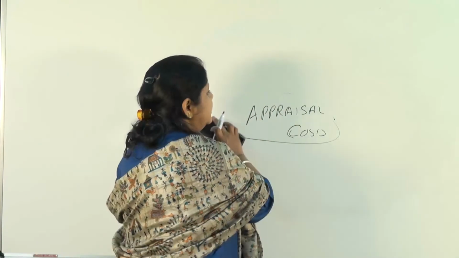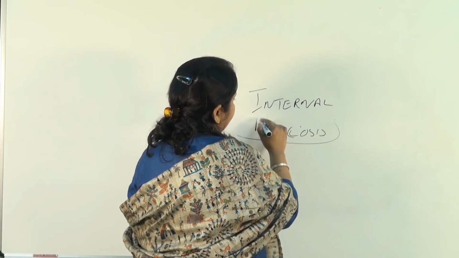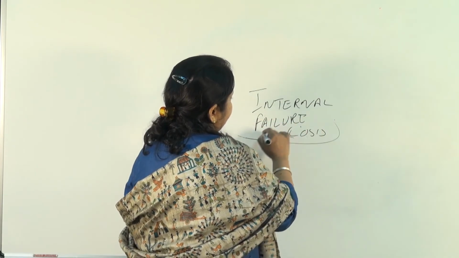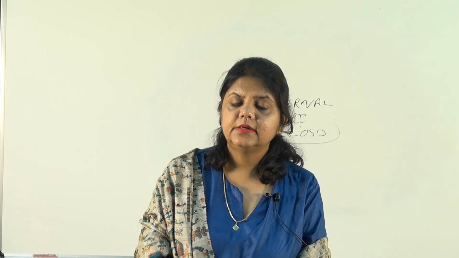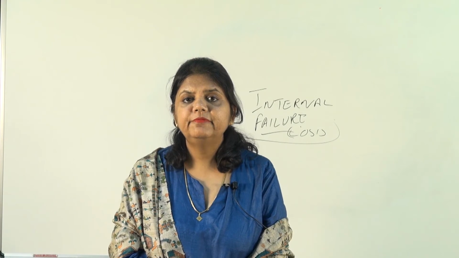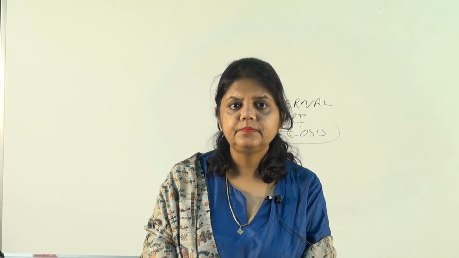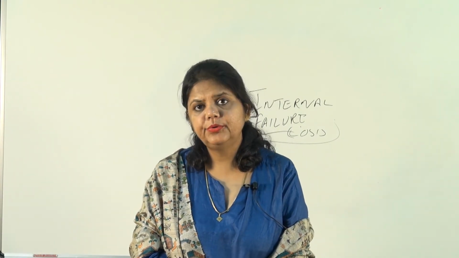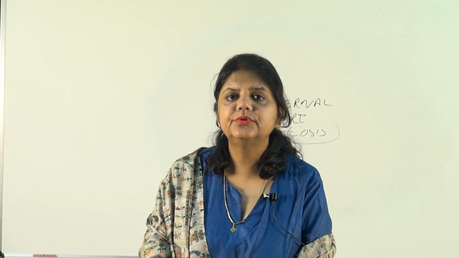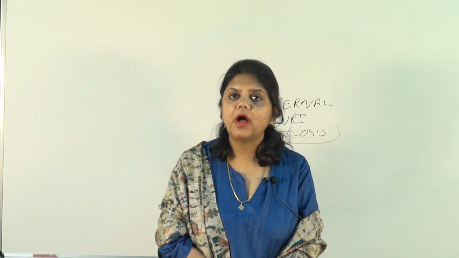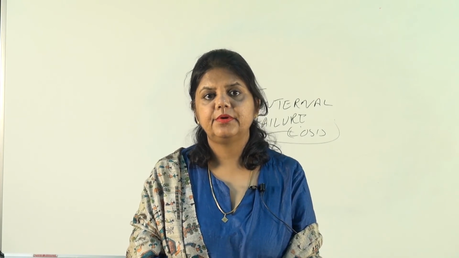The third kind of costs are internal failure costs. Now, internal failure costs are the ones that are incurred to rectify before the products are delivered to the customers. When the products fail to reach the designed quality standards and before delivering to the customer they are found at the end of the manufacturing unit only, that is known as internal failure costs.